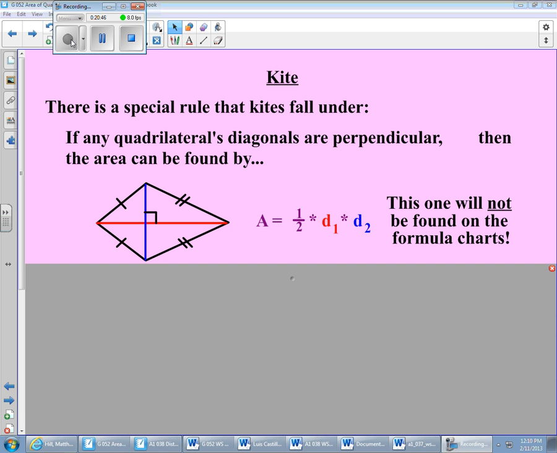Okay, obviously not. You may want to jot them down. A kite has diagonals that are perpendicular. A rhombus does, and a square does. So this little formula right here can also work for a rhombus or a square.